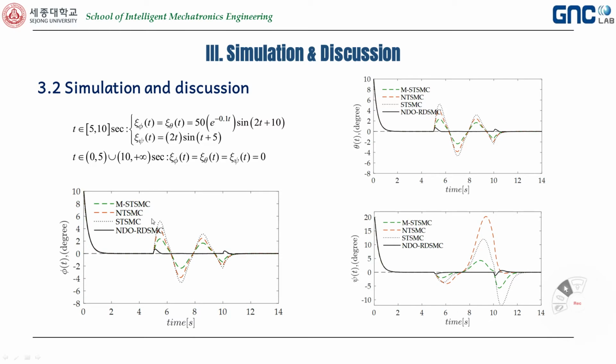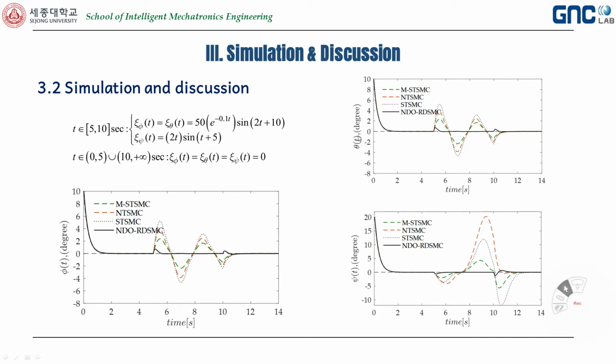And this is the control performance of roll phi, pitch theta, and yaw psi. In this simulation, we compare the performance of the proposed controller, the nonlinear disturbance observer with robust dynamic sliding mode control, with others: modified super twisting sliding mode control, non-singular terminal sliding mode control, and super twisting sliding mode control. You can take a look at the black solid line. This is the proposed controller, and its performance is always better than the others.